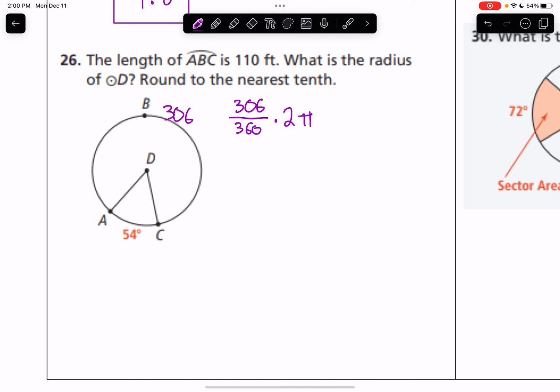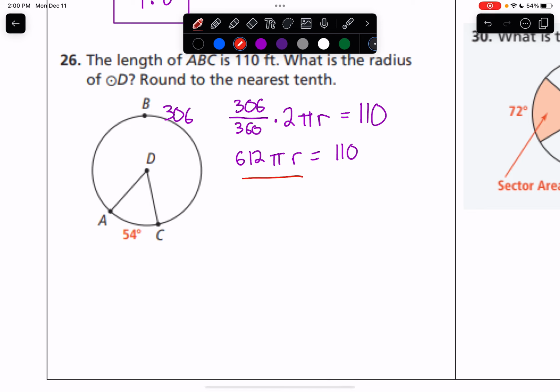So 2 times pi times the radius, we don't know that, we're looking for it, equals the arc length, which they told us is 110. So then I can simplify on the left. 306 times 2 is 612 pi times the radius equals 110. And then I can divide both sides by 612 pi, and I get the radius r is equal to 20.6.